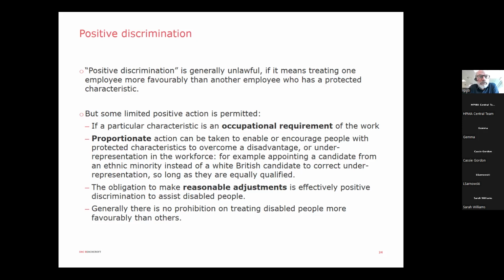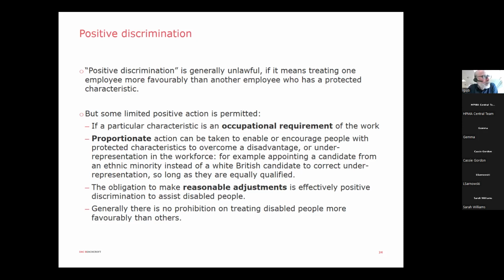So there is very limited scope in the Equality Act for positive action. And we've listed those instances in this slide. So if a particular characteristic is an occupational requirement of the work, used to be called a genuine occupational requirement, but it's no longer called that, then you can recruit someone. For example, if you run an Indian restaurant, it's widely accepted that you can recruit people from the South Asian subcontinent for authenticity purposes, in terms of the staff in the restaurant. It's really pretty rare. Certainly in healthcare, it's extremely rare.